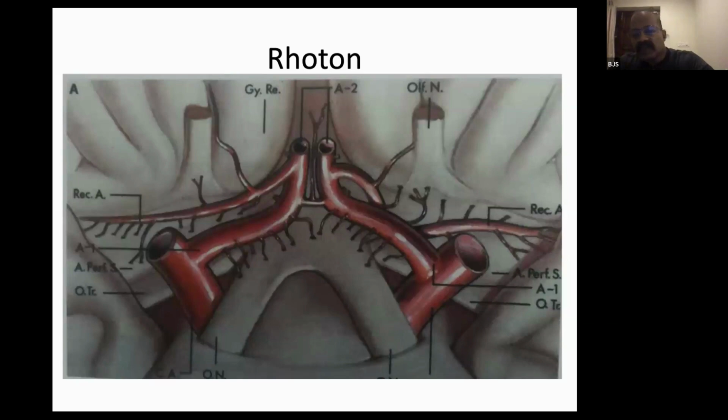So, if you have to identify the A1 segment of the anterior cerebral artery, you will have to trace back above the optic nerve. In most cases, it lies above the optic nerve. In very few cases, you can have a subchiasmatic A1 or sub-optic nerve A1 segment. And you can see the lie of the anterior communicating artery here that connects the A1s on either side.